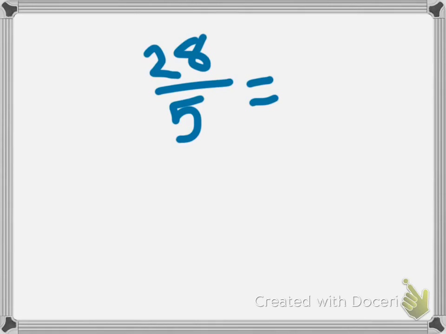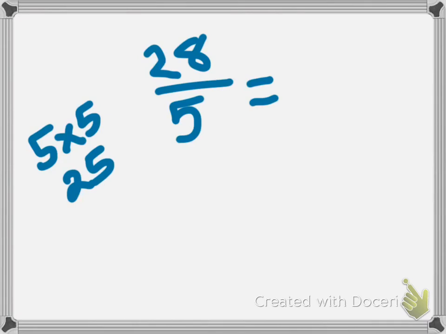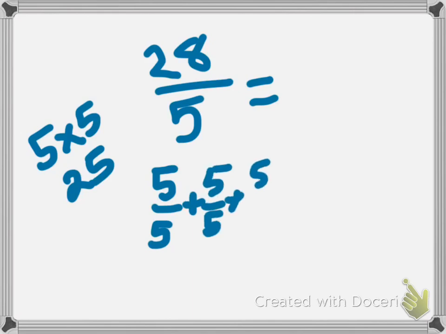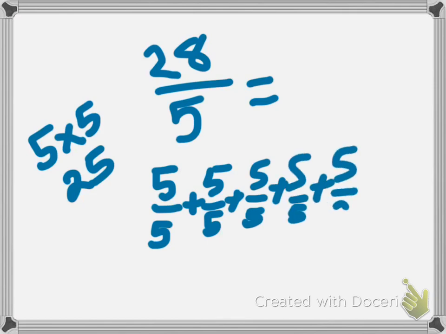Well, if I think how many fives are in 28, I know 5 times 5 equals 25. So I know that I have one whole plus another plus another and another and another. 5 parts make a whole, in this case, because my denominator lets me know 5 parts would make my whole. 1, 2, 3, 4, 5 plus 3 fifths.